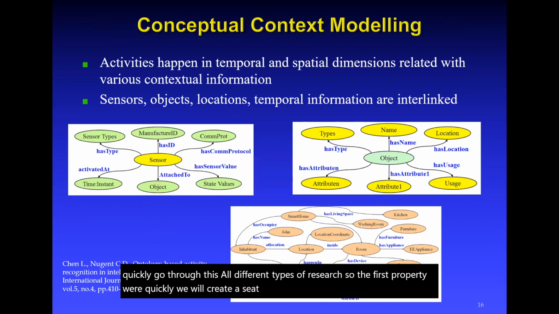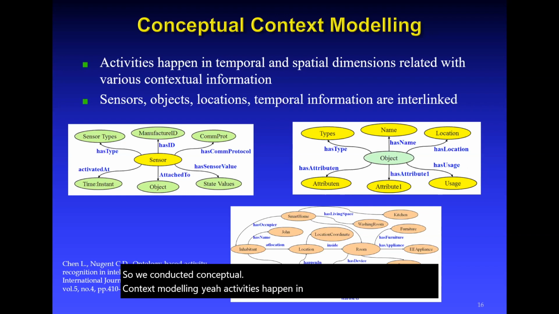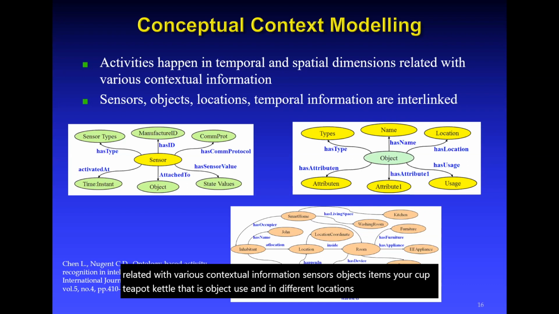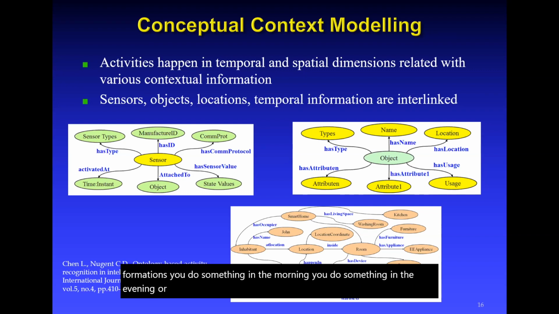So we conducted conceptual context modeling. Activities happen in temporal and spatial dimensions, related to various contextual information. Sensors, objects, items: your cup, teapot, kettle, that is the object you use. And in different locations, in the kitchen, or if you have hygiene, it may happen in the bathroom. There is also temporal information. You do something in the morning, you do something in the evening or midday. So they are all interlinked.